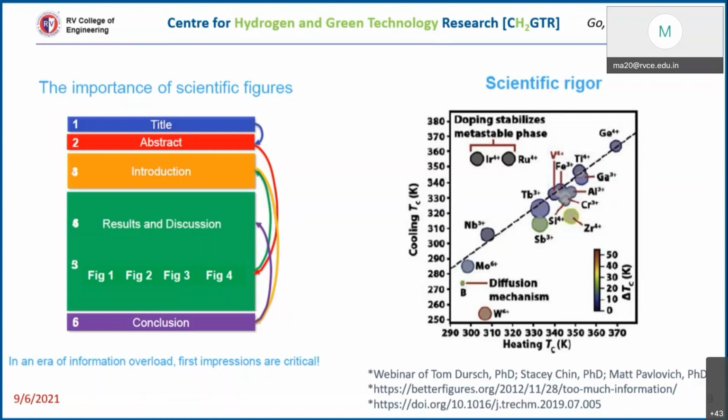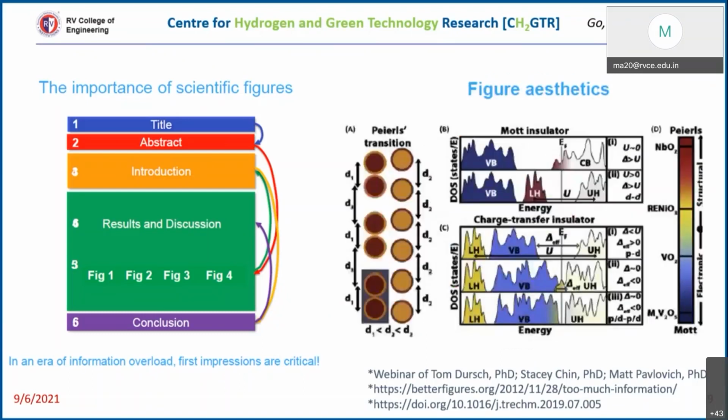There is a lot of information in just this one graph, but at the same time, looking at it, you don't feel that this is clumsy. If you try to extract information from it, it is possible to read. So that is important, that scientific rigor should be there.